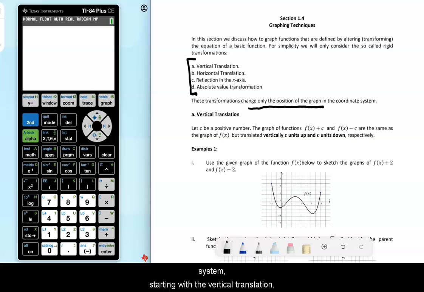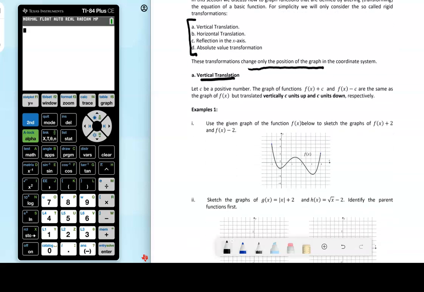Starting with the vertical translation. A vertical translation happens when you add a constant to your function. So in this case, we have f of x plus c or f of x minus c. And the moves on these are representative of whatever the sign happens to be. So if you see f of x plus c, you're going to move up so many units. If you see f of x minus c, you're going to move down.